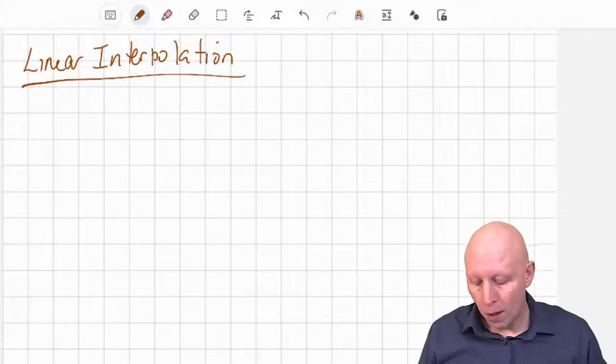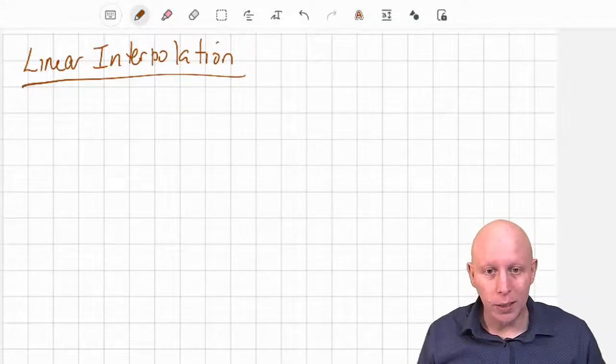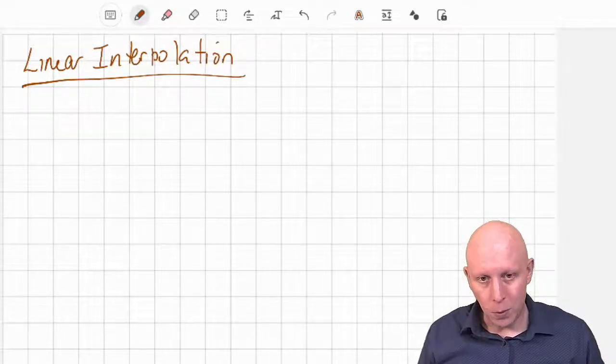Hey everybody. Today we're going to talk about linear interpolation, which I think is pretty cool.